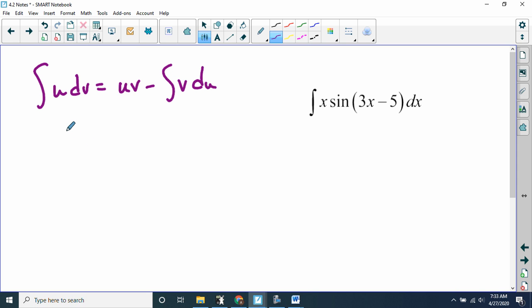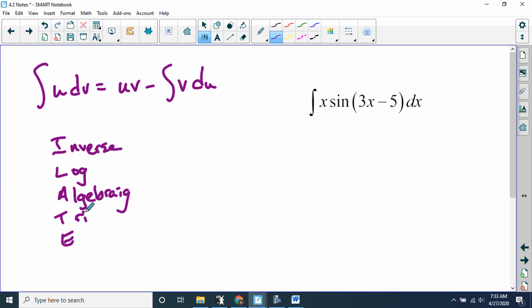And then we also learned that we can tell which one to make u by going in the order of ILATE. I is inverse functions, logarithmic functions, algebraic functions, trig functions, and exponential functions. So the closer it is to the top, the more likely we are to make it our u.